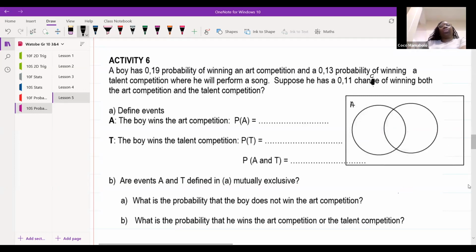So we are told that the probability of winning the art competition is 0.19. The probability of winning the talent competition is 0.13. But now, suppose he has a chance of winning both the art and the talent competition at 0.11. That 0.11 is in fact the intersection. Now, what do we have left over here and over here?